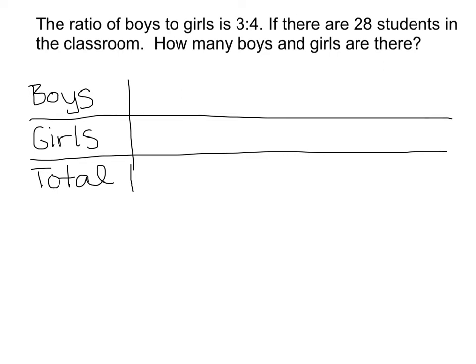Okay guys, I'm going to go ahead and show you how to do more difficult word problems that you're going to get in the Thinking Blocks program. So this is an example of something you might get. It says the ratio of boys to girls is 3 to 4. If there are 28 students in the classroom, how many boys and girls are there?